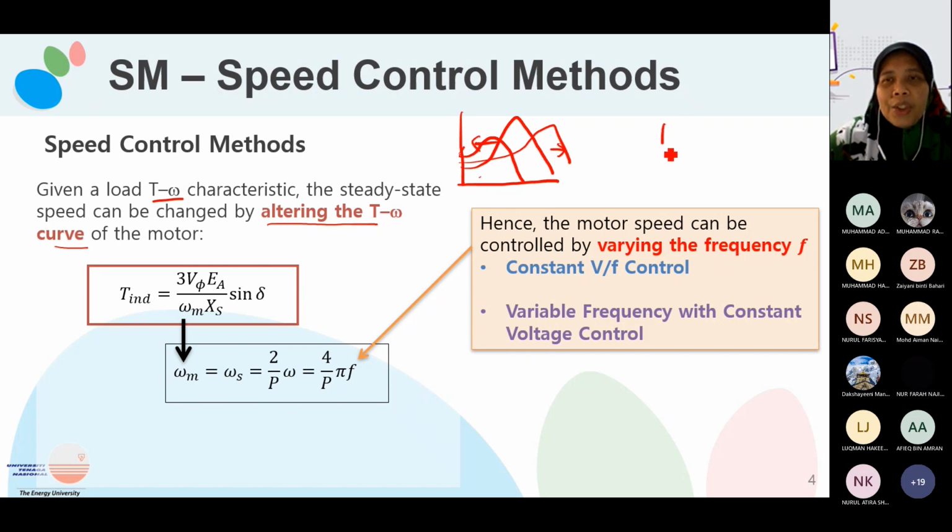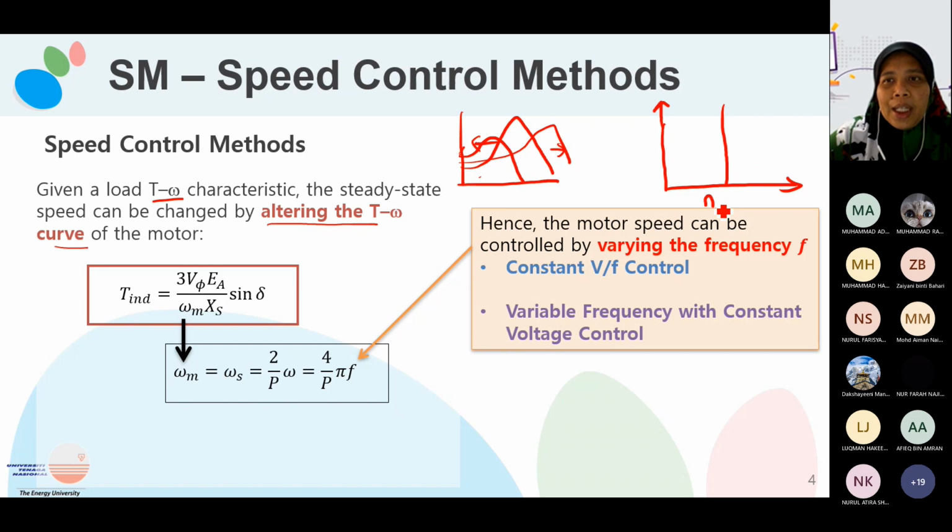Okay. For the torque speed characteristic of the synchronous motor, macam mana graph dia? You still remember? For the synchronous motor macam mana? Hello, graph dia macam mana? Straight line macam ni, ingat tak lagi? Okay, this is the torque speed characteristic of the synchronous motor.